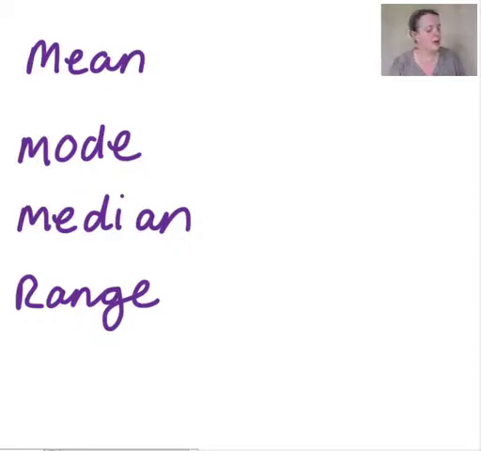It says, work out the mean, the median, mode and range for each set of numbers. There might not be a mode. That was the bit that I left out. There might not be a mode. So let's choose one at random and then I'll show you how it's done.